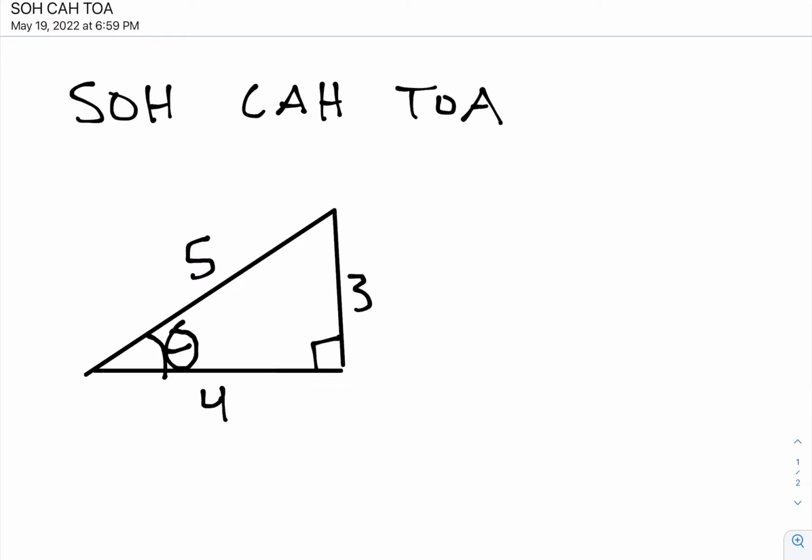Okay, so the sine, and on your calculator, it's just going to be SIN instead of SINE. It's just kind of the shorthand we use. The sine of theta, our angle, is going to be equal, that's where this OH comes from, the opposite over the hypotenuse. Okay, the opposite over the hypotenuse.